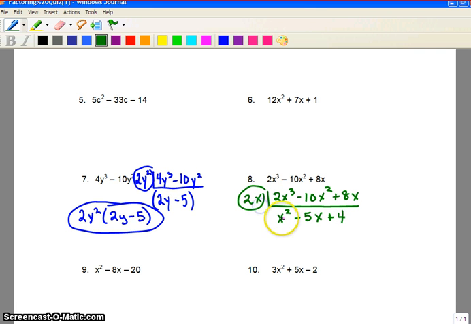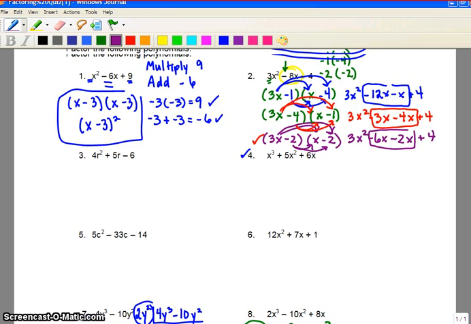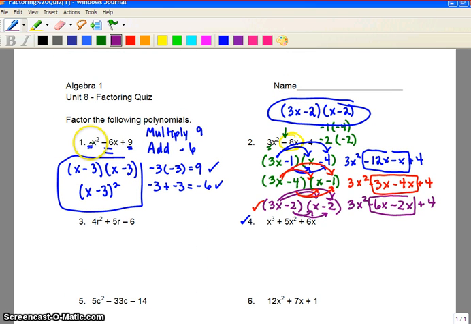This goes on the outside. Whatever is left over goes in parentheses. I have a 2x times an x squared minus a 5x plus a 4. Now I'm going to go ahead and begin to break down that trinomial. This is an easy one, like the first one we did up the top here. The leading coefficient is 1. When the leading coefficient is 1, you are dealing with the easiest form of factoring a trinomial that you can.